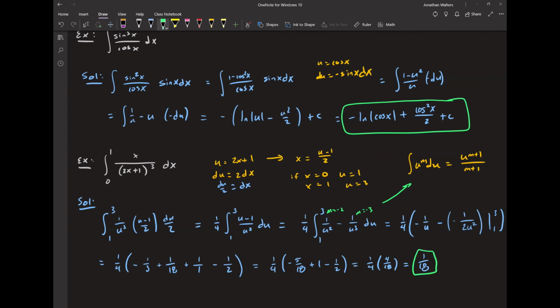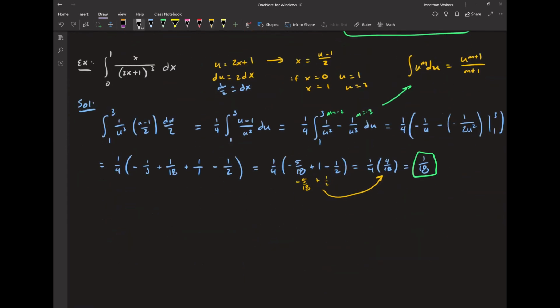Just make sure I did my arithmetic correctly there. This is a 1/2. It's negative 5 over 18. That's going to be 9 over 18. 9 over 18 minus 5 over 18 is 4 over 18. Right there. Times 1/4. 4's cancel. Get 1 over 18.